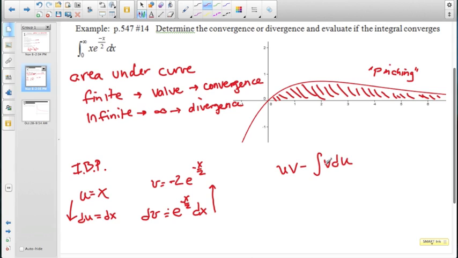And like I said, if we look at this, the du now is that expression, it's that power reducing. So u times v is x times e to the minus x over 2. And the integral of v du is this times that, so that's minus 2e to the minus x over 2 dx.